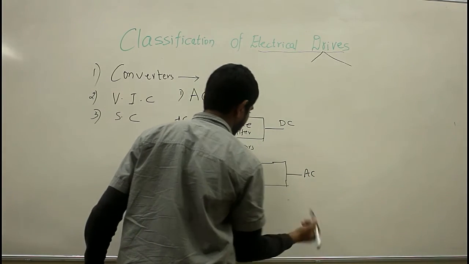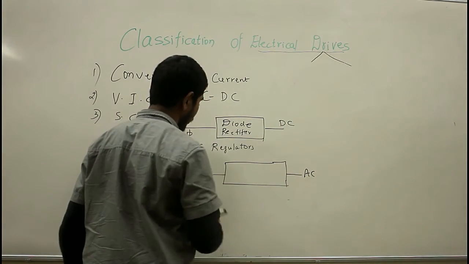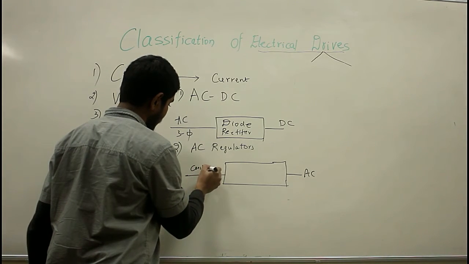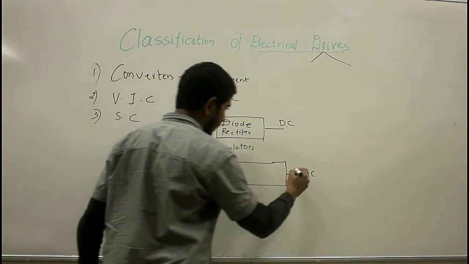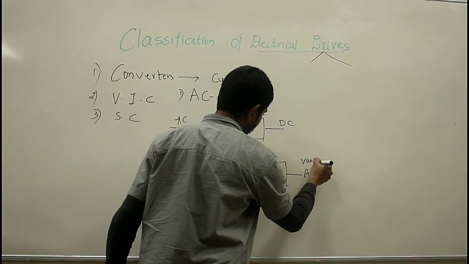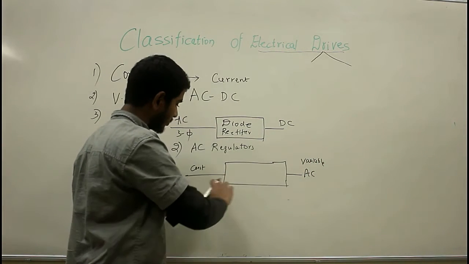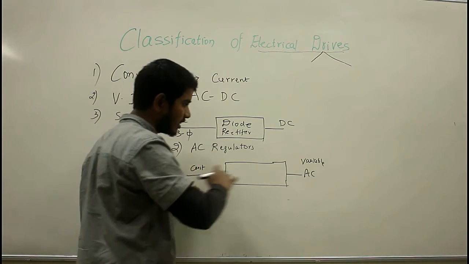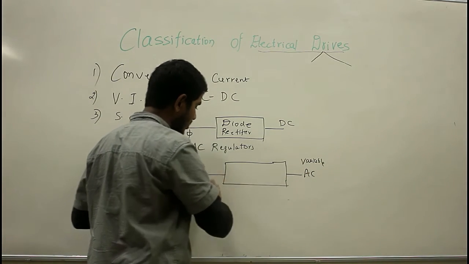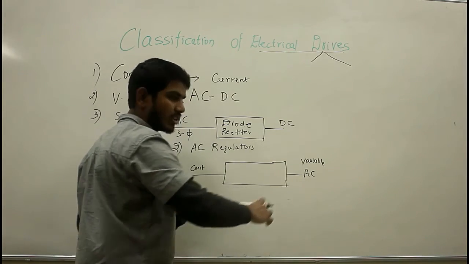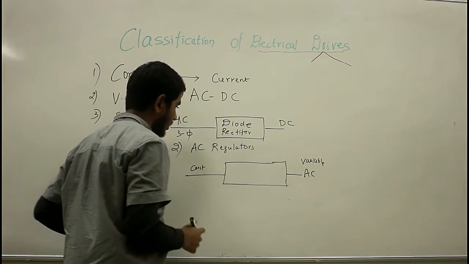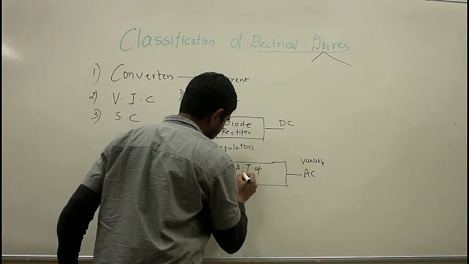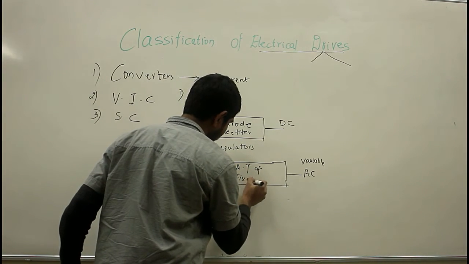Here to get the regulated AC supply, you have a constant AC voltage and a variable AC voltage, but both have the fixed frequency. We are not changing the frequency, but the voltage is being changed from constant to variable. So here we are having an auto transformer of fixed turns ratio.